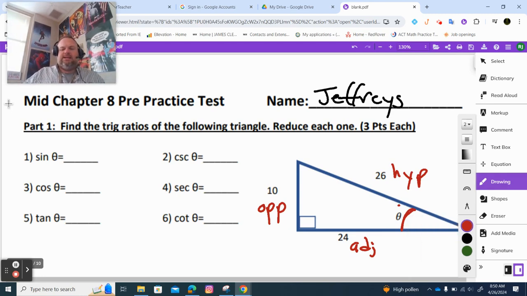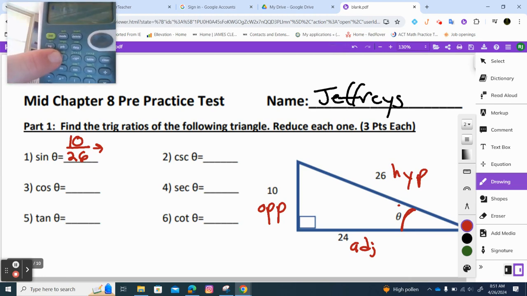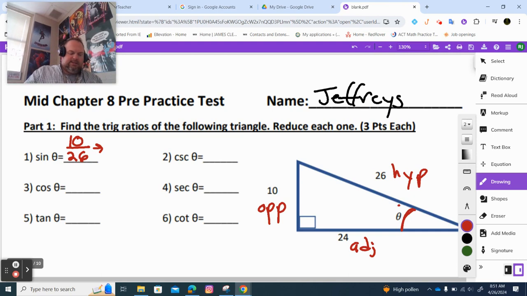So sine is the opposite over the hypotenuse. So 10 over 26. And remember, it says to reduce each one, so that is the N over D button. 10 over 26 is 5 over 13. Now, cosecant, that's the flipped version of this. So this would be 13 over 5.